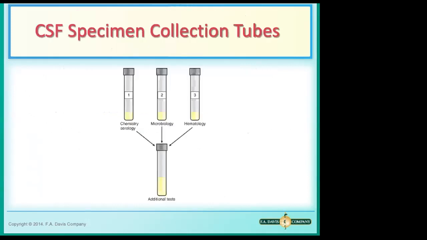And here is a picture of your CSF specimen collection tubes. You have tube number 1 that is going to chemistry and serology, tube number 2 that typically goes to microbiology, and tube number 3 that goes to hematology for cell counts. Then you have some supernatant that may be left over that you can freeze until you don't need it anymore.